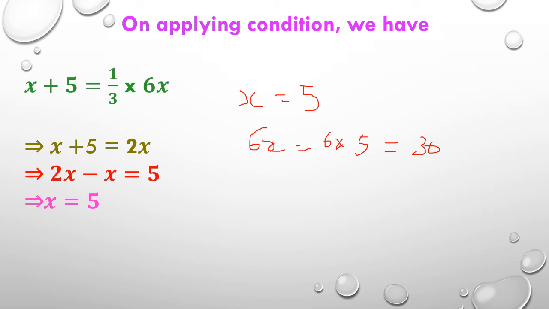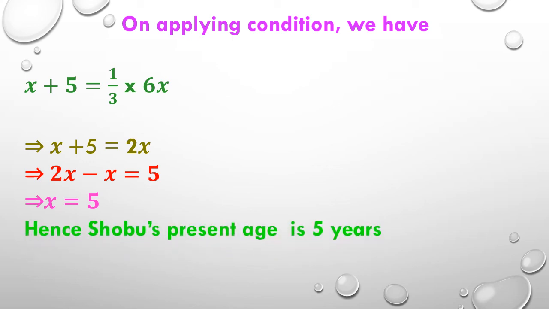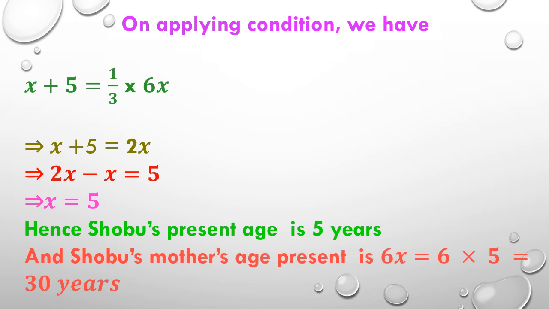So, let us see how the sum is going. Shobu's present age is 5 years. We took the variable x. We assumed his present age to be x. And his mother's age will be, you are just putting the value of x over here, that is 5, and hence 6 into 5 is 30 years.